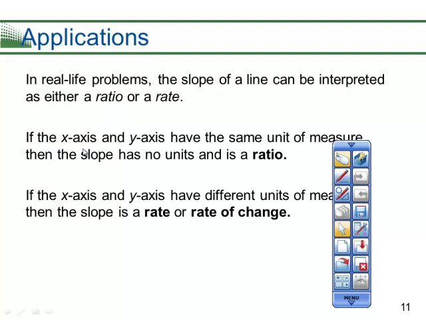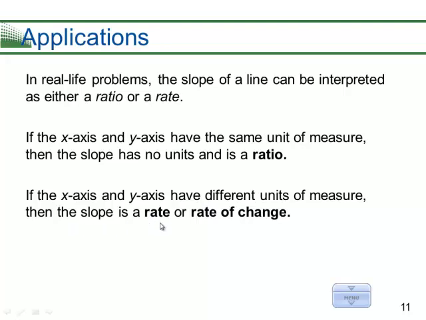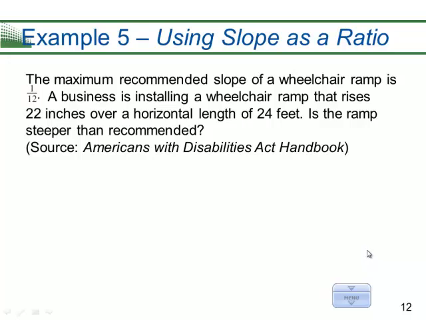Okay, if the x-axis and y-axis have the same unit of measure, then the slope has no units and is a ratio. If the x and y-axis have different units of measure, then the slope is a rate or a rate of change. So let's look at an application problem then.